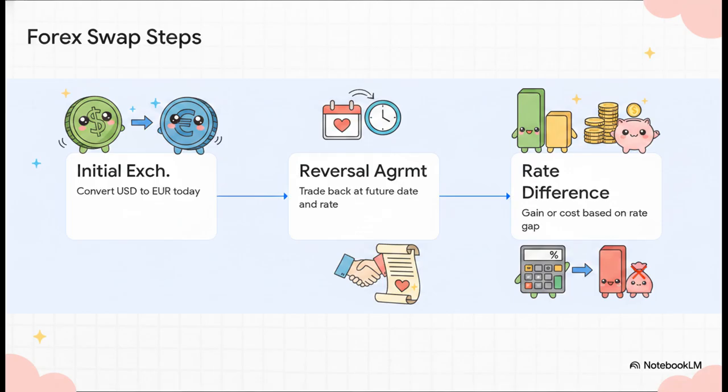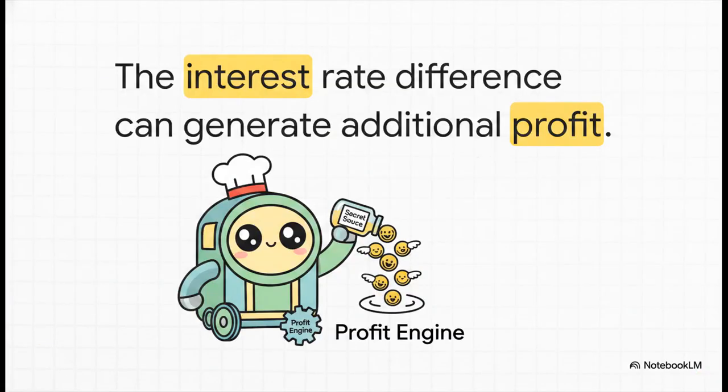And finally, step 3, calculating the interest rate differential. Depending on the rates of the currencies involved, you either gain an additional profit or incur a calculated cost based on that rate gap. Now, I really want to emphasize that third step because it is absolutely the secret sauce here. The difference in interest rates between the two currencies is the key mechanism. It's literally the engine that can generate additional profit for you. Think about it. If you hold the currency with the higher interest rate, that gap works entirely in your favor. You are making the underlying mechanics of the global economy work directly for your portfolio.